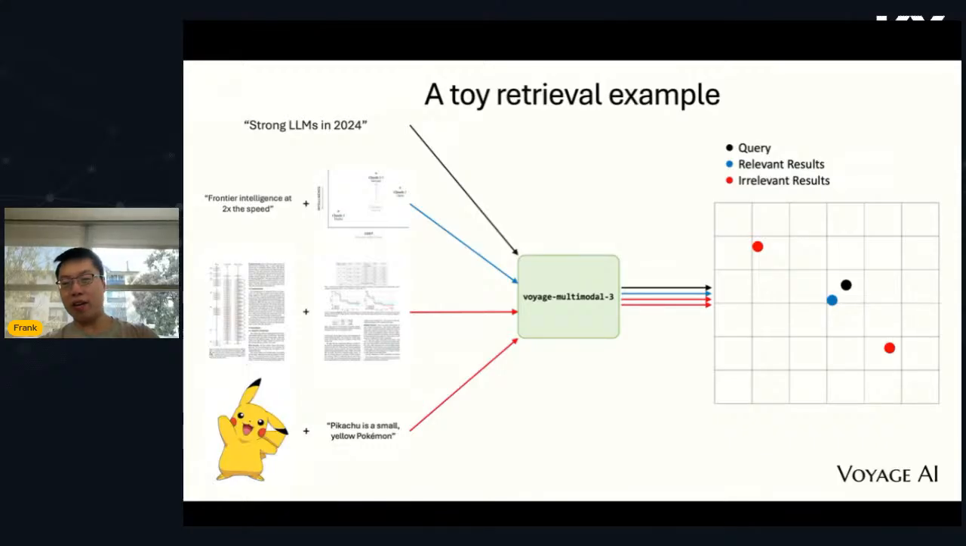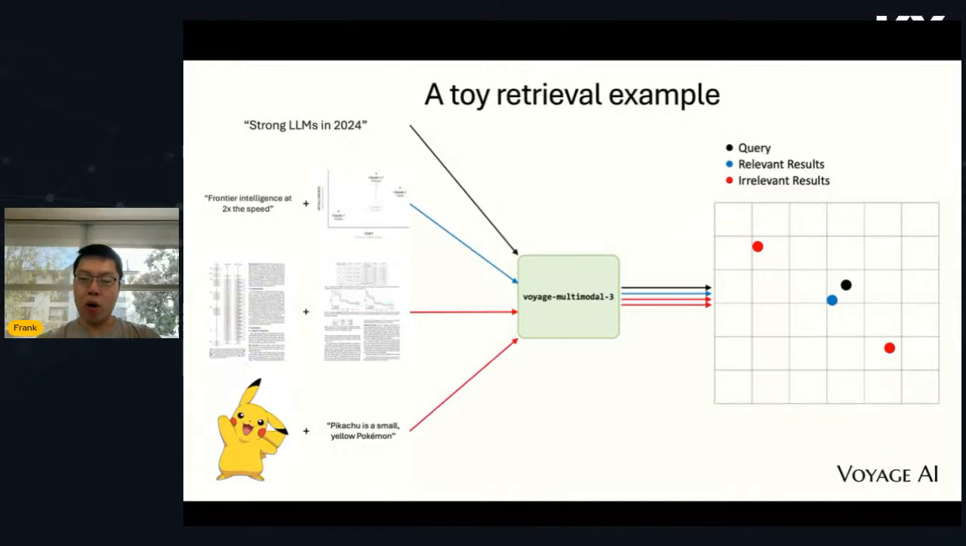And you can see that it actually matches everything if we project it all down into 2 dimensions, because Voyage Multimodal 3 returns these results in a very high dimensional embedding space. Now, all of a sudden, we have strong LLMs in 2024 matching very closely with that second row, which is actually from, I think, the Claude 3.5 Sonnet blog post.